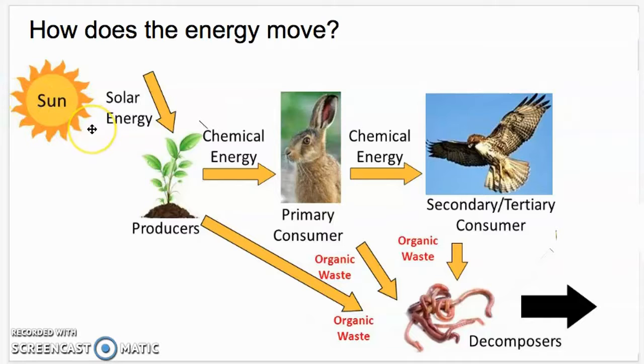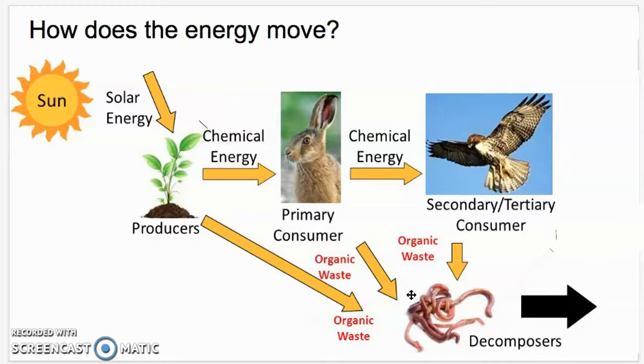So last video we talked about food chains and we showed you how the energy moves. It starts off in the sun as solar energy. Through photosynthesis, the producers or plants capture it, and then the producers are eaten by the primary consumers. They store it as chemical energy. The primary consumers are eaten by secondary consumers and then tertiary consumers, and eventually all of those things get decomposed, so some of the energy goes into decomposers.